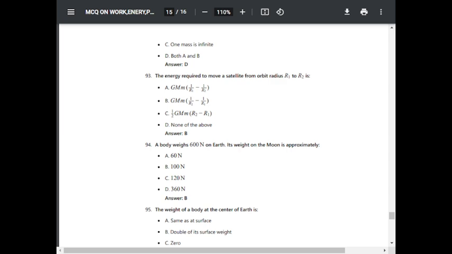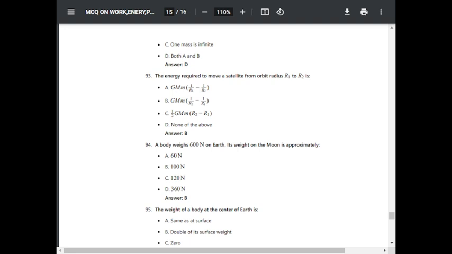Question number 93. The energy required to move a satellite from orbital radius r1 to r2 is: option A, GMm into 1 upon r1 minus 1 upon r2; option B, GMm into 1 upon r2 minus 1 upon r1; option C, 1 by 2 GMm into r2 minus r1; option D, none of the above. The correct answer is B. The energy required is GMm into 1 upon r2 minus 1 upon r1. Option B is correct.